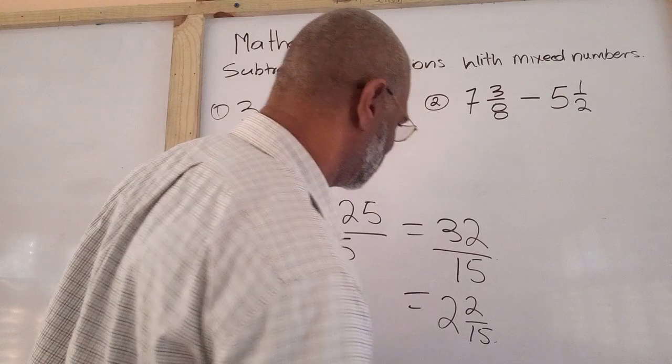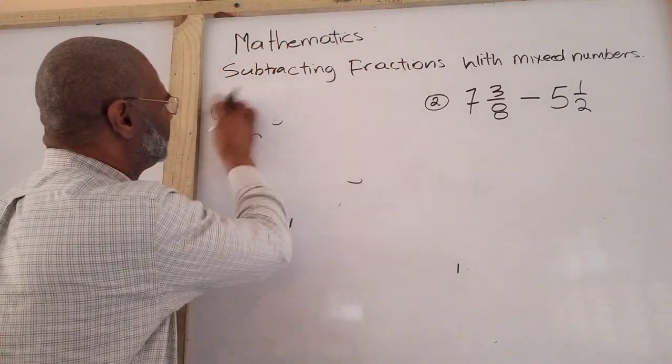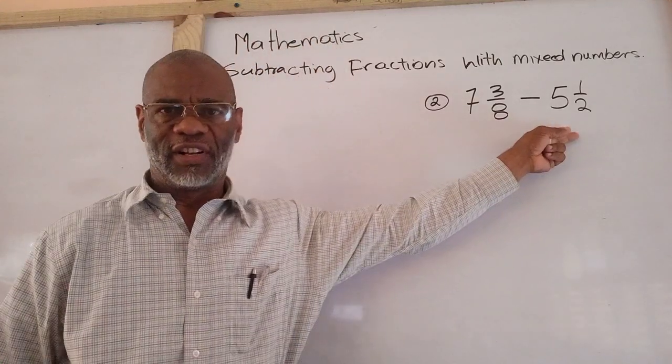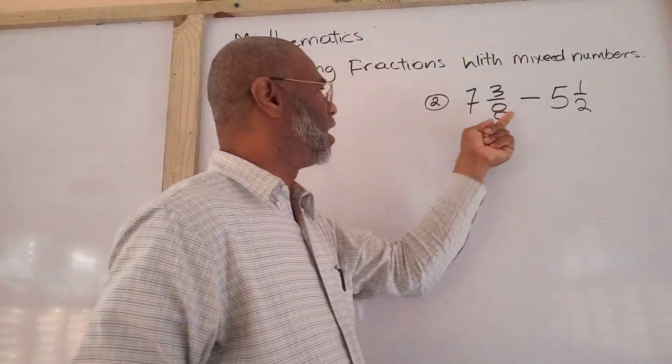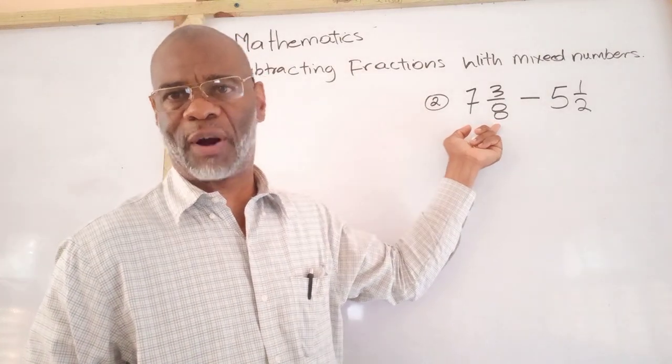Now let's hop across to the other one. Let me erase this. Okay, so we follow the same principle here. We are going to convert this 7 and 3/8 to an improper fraction.